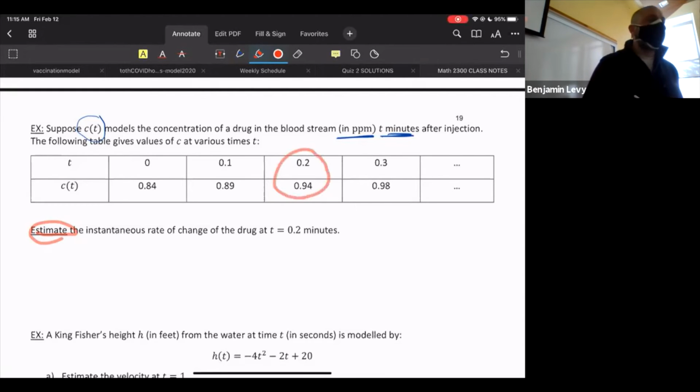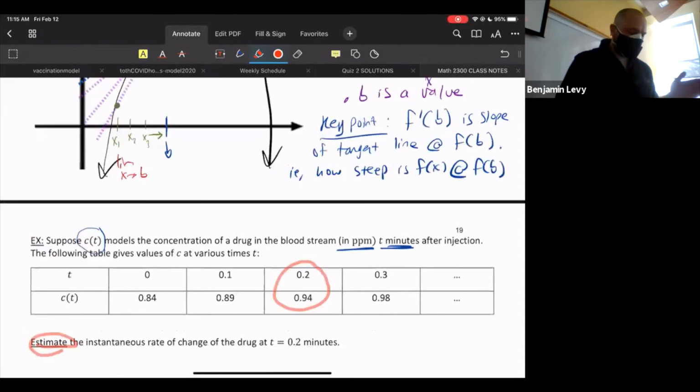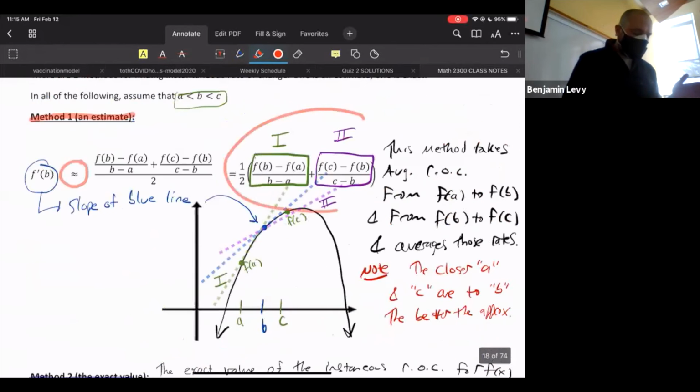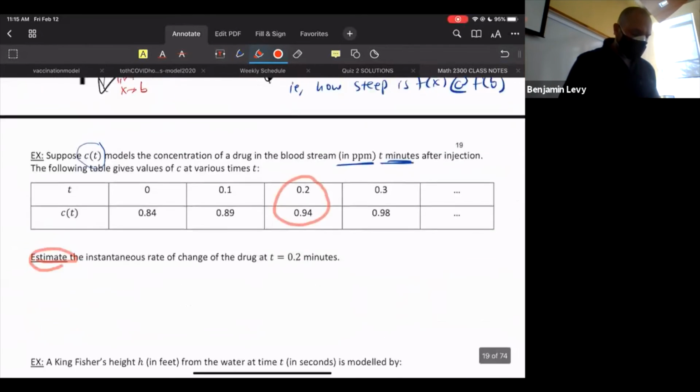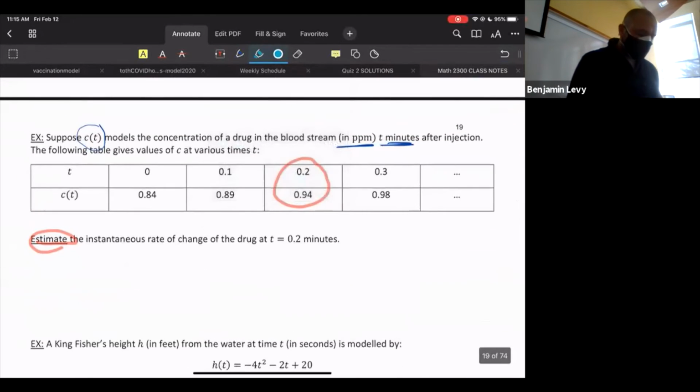We care about this moment, but we're going to estimate it by looking a little bit before that point and a little bit after that point. So we're going to do the idea that we just talked about. We're going to pick a B or an A and a C and estimate it. Let's look at it color coded again. We'll look at the average rate of change from here to here, and then from here to here, using those two colors, and then we'll take the average of those two things, okay? So let's see.